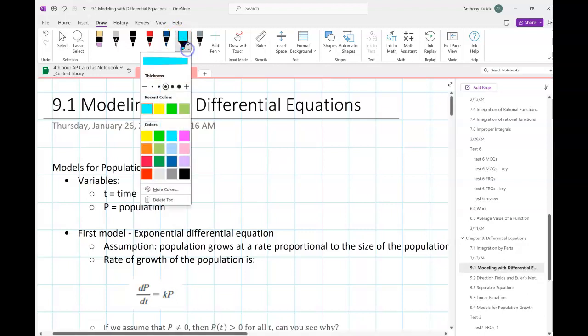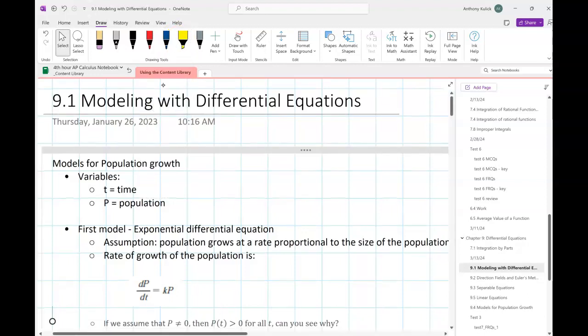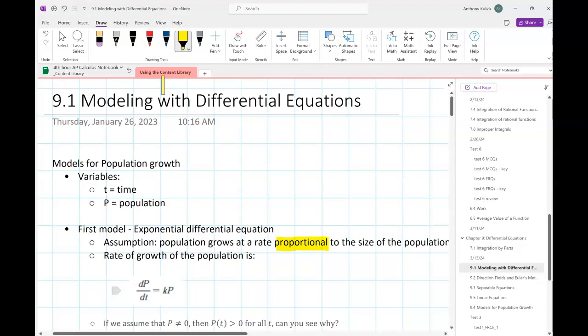So if we say that the population grows at a rate proportional to the size of the population, when we say something is proportional, it's just some constant times the variable, right? So we have dP/dt, that's the rate of population growth, is k, the proportionality constant, times the population P. Right? Everybody's okay with how I got to that?